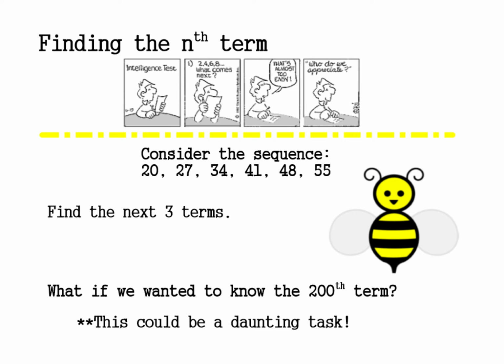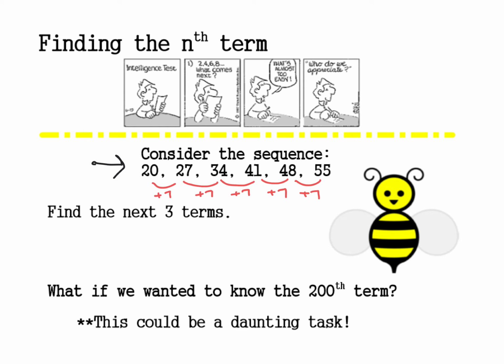So first of all, let's look at this sequence that I have here. It says, consider this sequence 20, 27, 34, 41, 48, and 55. All right, so I want you to find the next three terms. So this is just like what we did yesterday. If I look, going from 20 to 27 is an increase of 7. 27 to 34, an increase of 7. 34 to 41, increase of 7, plus 7, plus 7, and so on.